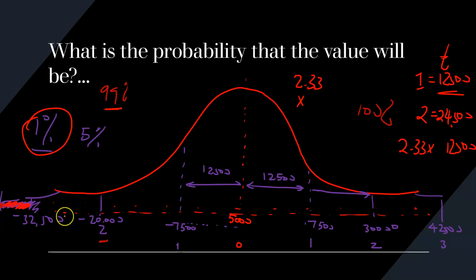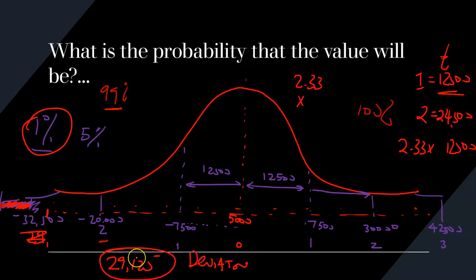And I will find its position, if you like, on the curve. So I will multiply 2.33 times 12,500, and you will get 29,125. So I'm here somewhere. Well, sorry, the distance is 29,125. It's not on here, but it's the score itself, the deviation, that's what I should say. The deviation is 29,125. That's what the Z-score is giving you, that deviation.